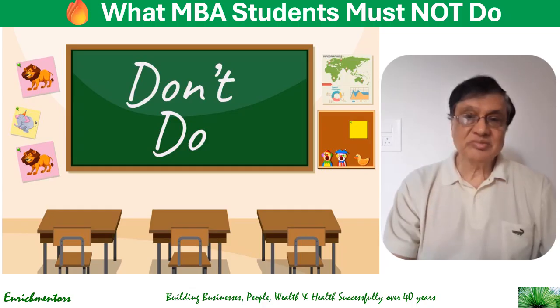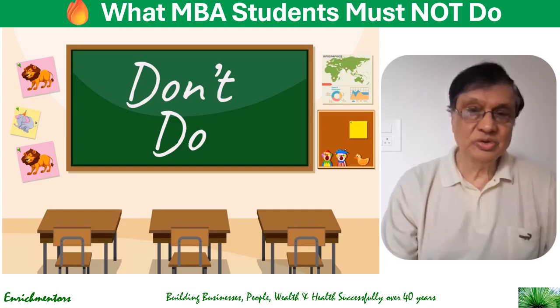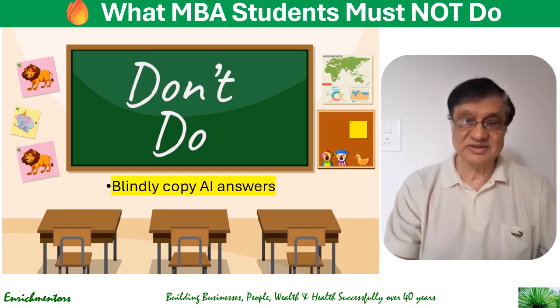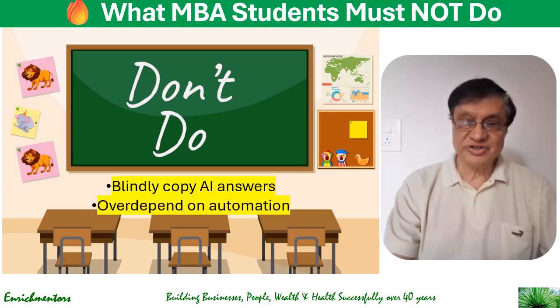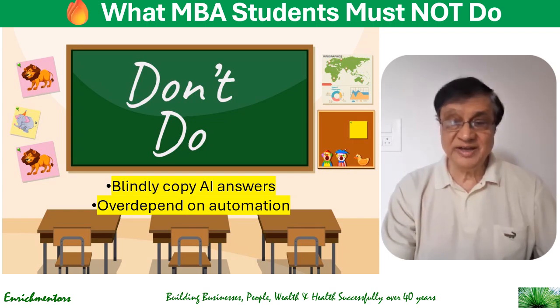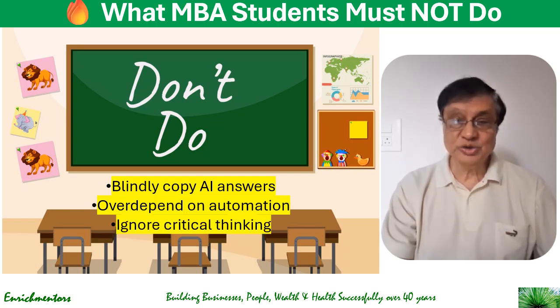So having looked at what you should do to learn those five essentials, what should you not do? Let's take a look at them also. First, blindly copying AI answers. That's suicide. That's a waste of time. Over dependence on automation: if you completely automate everything that you do but you don't oversee it, it's going to be a disaster someday. Also, ignoring critical thinking. Don't take AI's word as the final truth.